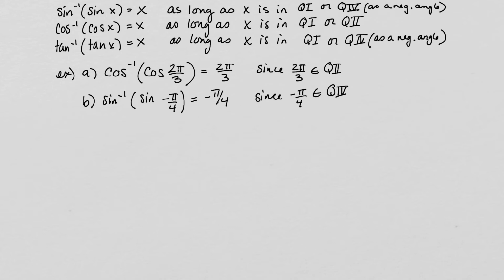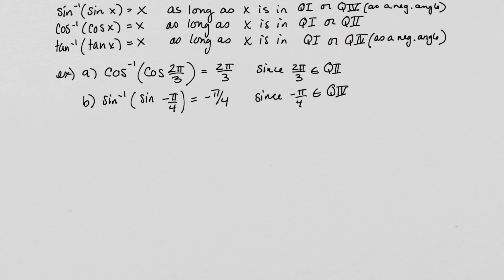Would it be possible to put 7 pi over 4 as an answer, or no? No. Even though minus pi over 4 is equivalent to 7 pi over 4, remember we talked about this last class: when we're dealing with the inverse trig functions, all the angles in quadrant 4 we have to write as a negative. So you can't write it as 7 pi over 4.